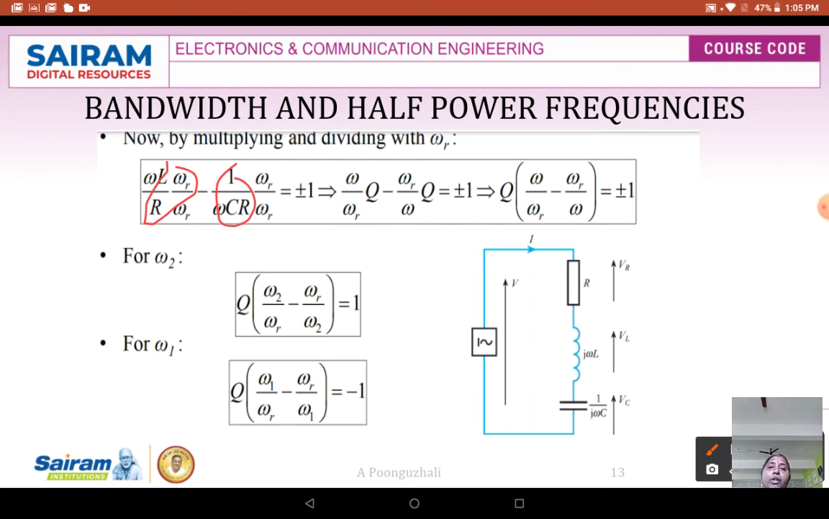So for omega 2, omega is going to be replaced by W2, and for omega 1, omega is going to be replaced by W1. So here in this case, for W2, it is going to be Q into W2 by WR minus WR by W2 is equivalent to plus 1. For omega 1, it is going to be Q into W1 by WR minus WR by W1 is equivalent to minus 1.